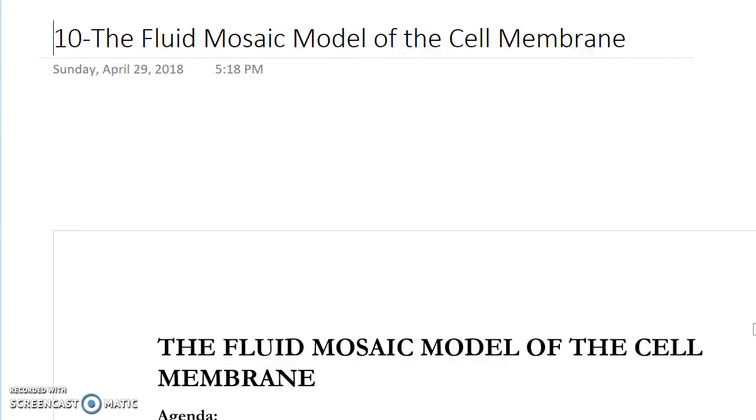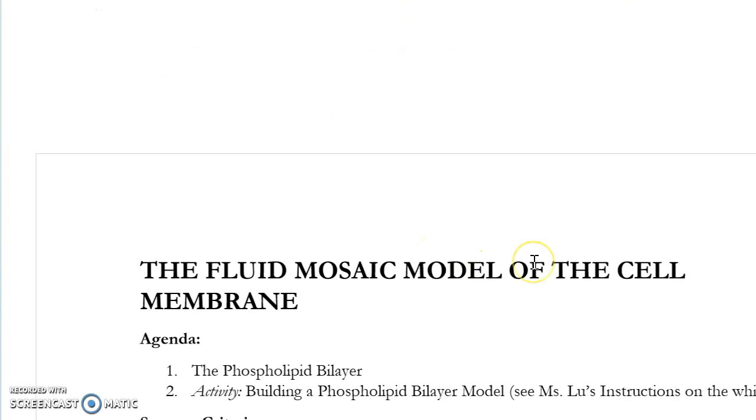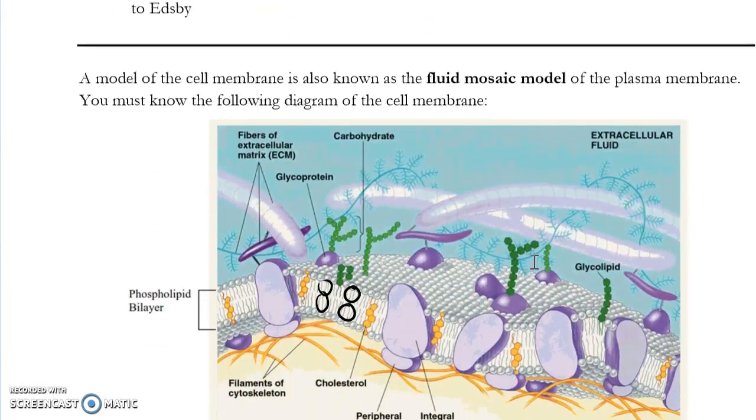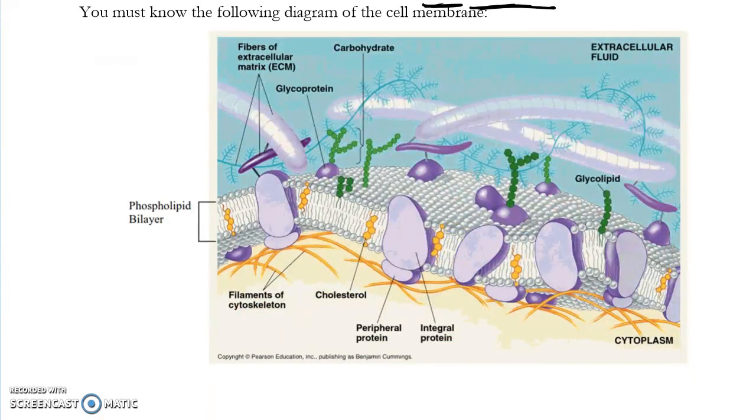So if you turn to note 10, which is the fluid mosaic model of the cell membrane, okay, this is our note. If we scroll through, I've got a bit of a cartoon diagram here. And our cell membrane is known as a fluid mosaic model. There's two reasons why it's called fluid and mosaic.